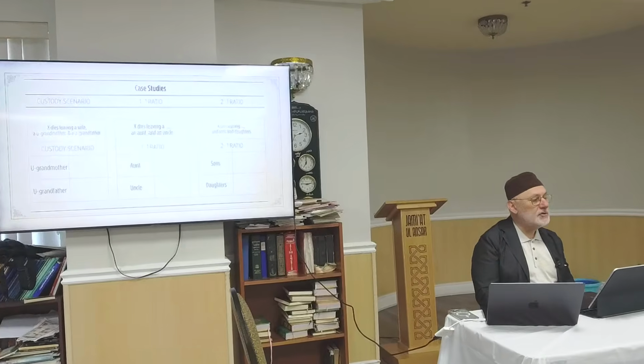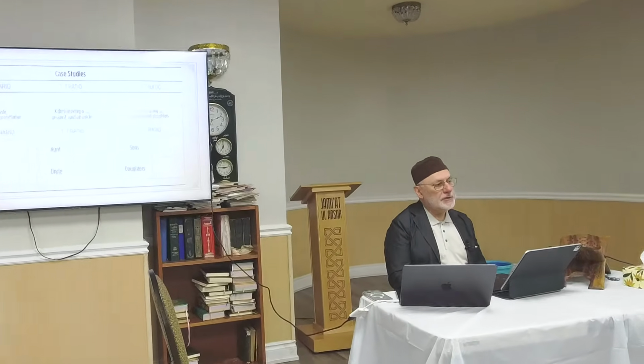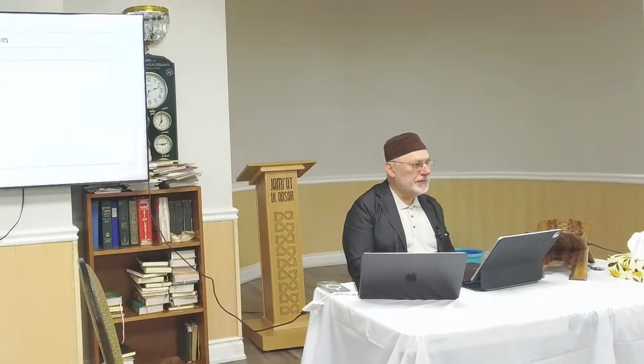So in this case, actually, the uterine grandmother receives inheritance, but the uterine grandfather receives a big fat zero. There is no inheritance for him. Only the grandmother receives inheritance. On what basis? That's very good. That's the example where we want to show the rationale and the wisdom behind it.